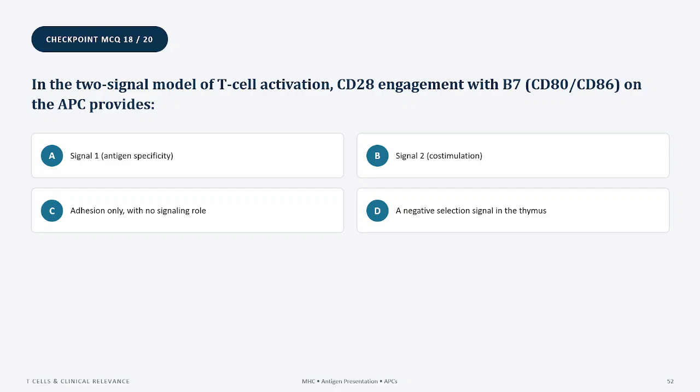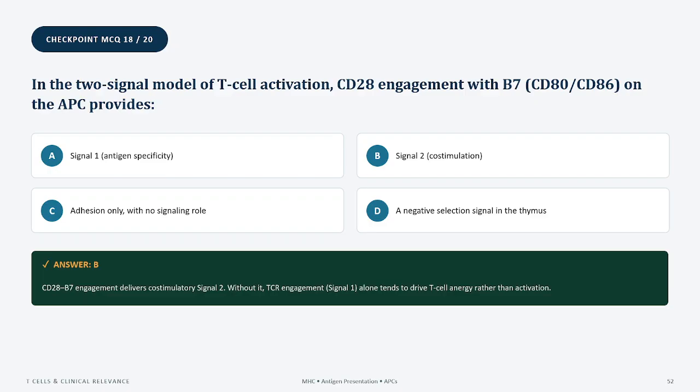an APC. And co-stimulation, the signal 2, occurs when the co-stimulatory molecules interact. So specifically, the binding of the CD28 on the T cell to B7, the CD80 or CD86 on the APC, delivers this vital secondary signal which is required for the full T cell proliferation and survival. So it is the co-stimulation signal.